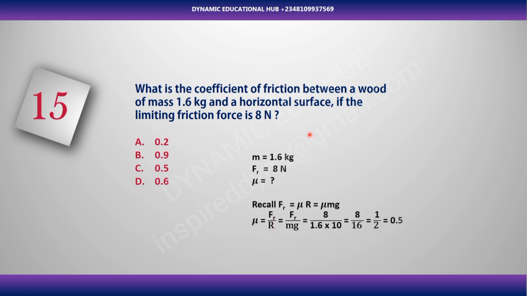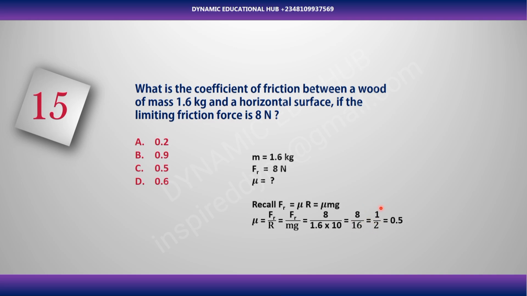Substitute what you have inside your formula. Your g, you should know that it is 10 meters per second square. So that will give you 8 over 1.6 times 10. 1.6 times 10, don't press the calculator. Just shift the decimal point. It becomes 16. Don't press a calculator whenever you are multiplying by 10, 100, 1000. You don't need your calculator for that. So you have 8 over 16. You still want to press the calculator for this? 8 divided by 8, 1. 16 divided by 8, you have 2.